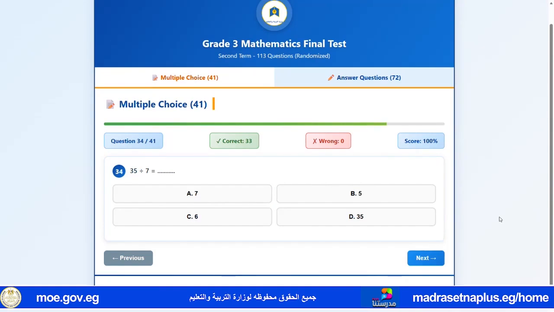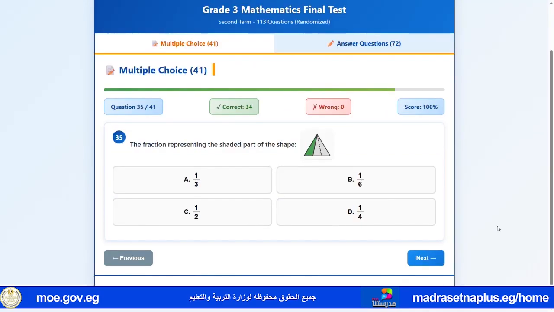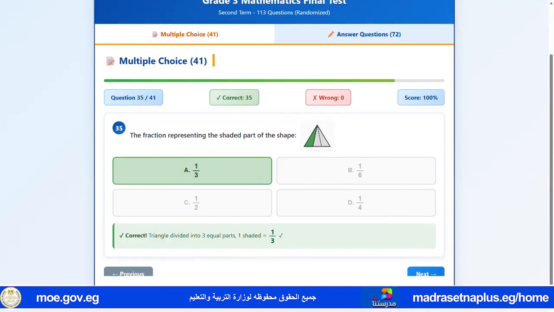35 divided by 7. Yes, 5. The fraction represents the shaded part. How many parts? 1, 2, 3. One of them is green, so the fraction is what? 1/3. A triangle divided into 3 equal parts. One of them is shaded, so this is 1/3.